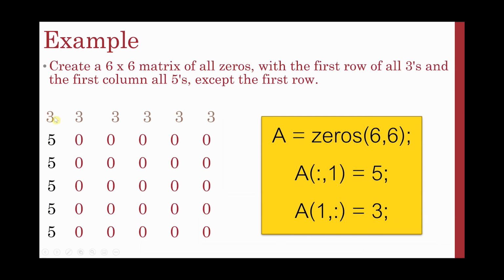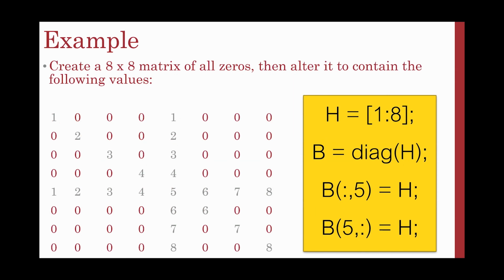first number here. So what if we want to create an 8 by 8 matrix of all zeros and then alter it to contain the following values that we see in the picture? The first thing we're going to do is create a vector h, which goes from 1 to 8 because we need to put in rows and columns that are a linear sequence from 1 to 8.